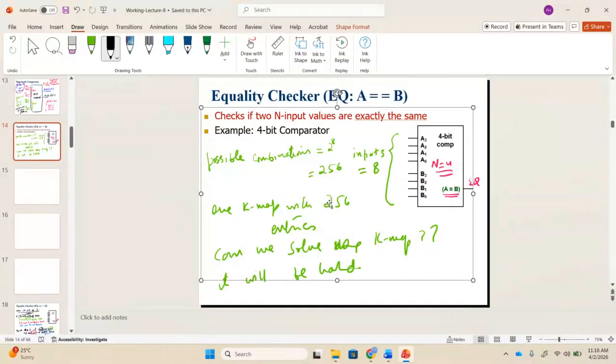Since there will be 256 possible combinations, can we solve this problem using a K-map? Anyone? No, because this will be very difficult. So how should we solve this question? How can we design a circuit for this problem? You compare each bit starting from the MSB side. Yeah, very good. So we compare each bit.